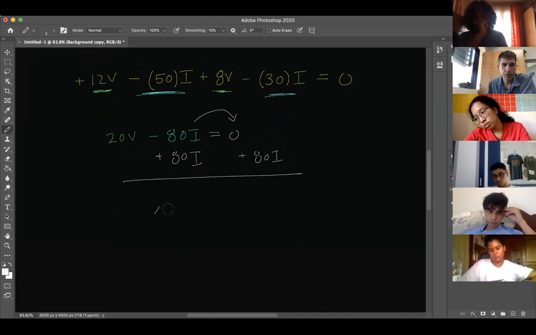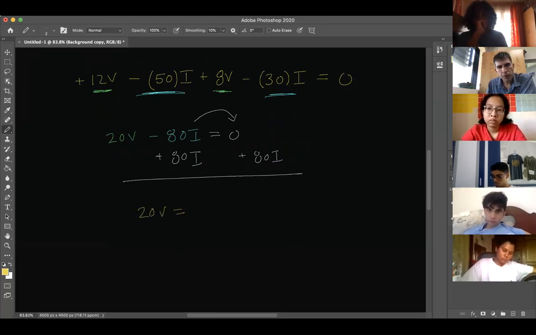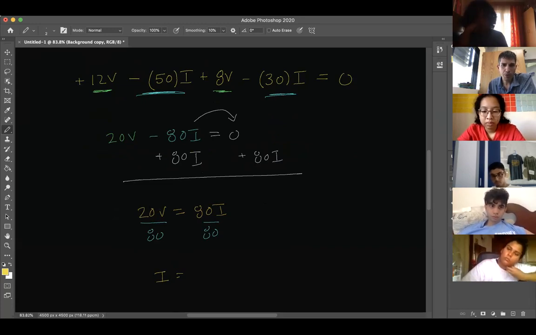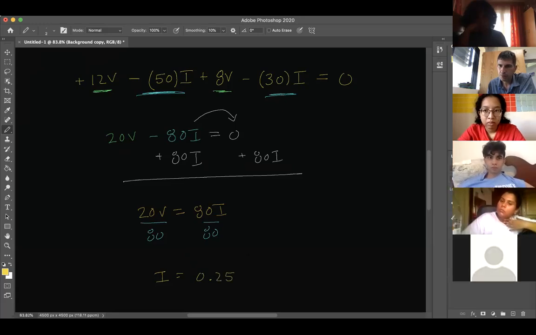Let's do this a different color. You should have 20 volts equals 80 I. And now to find I, you need to divide both sides by 80. And when you do that, you should get I equals 20 divided by 80 is like what, 1/4? So would that be 0.2? It's 2. That's 1/2, I think. No, never mind.